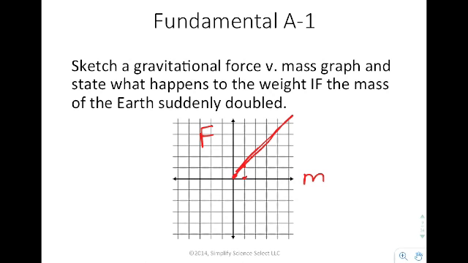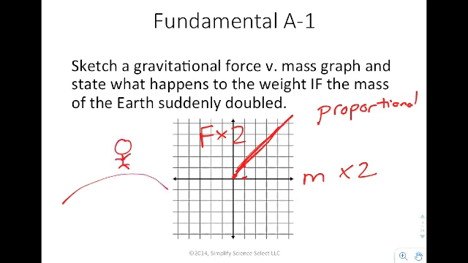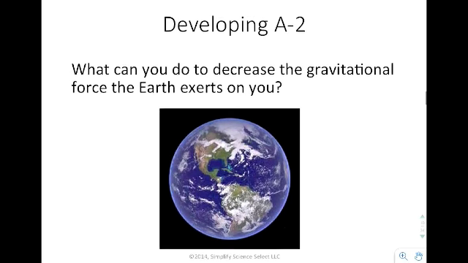So we're going to get a relationship that looks like this. This is a proportional, sometimes people refer to it as a linear relationship, but as you double the mass, you double the force. Now, it says what happens to the weight if the mass of the Earth suddenly doubled. So if you're here on Earth and you have a weight of, let's say, 1,000 newtons, and all of a sudden the mass of the Earth doubled, you would feel a much stronger attraction, and your force would be 2,000 newtons. So you would double your weight if the mass of the Earth doubled.